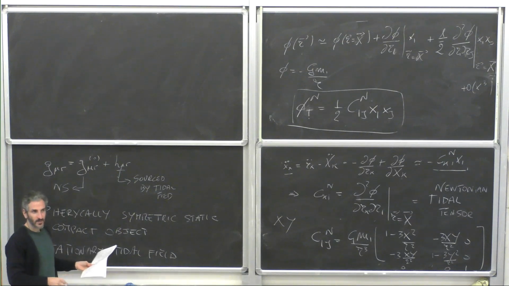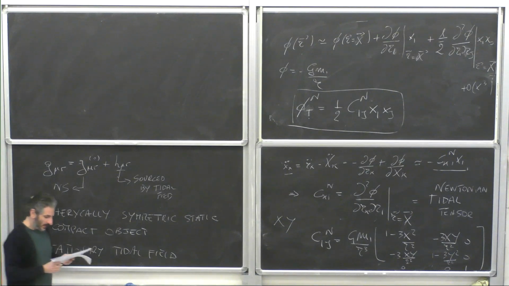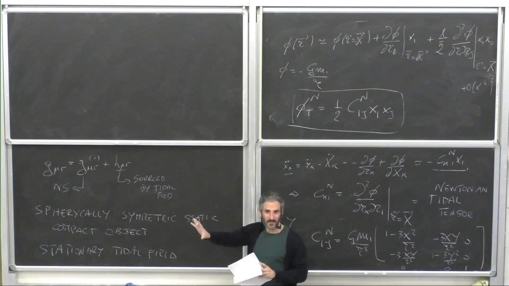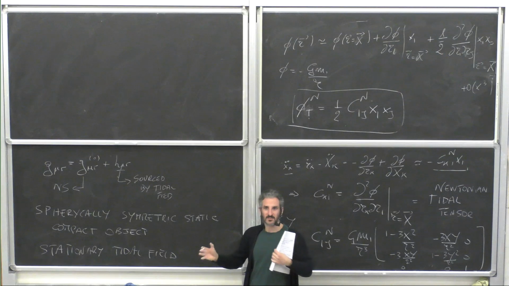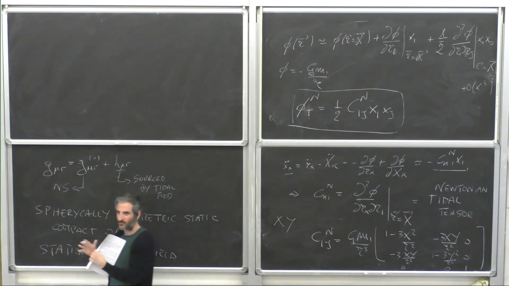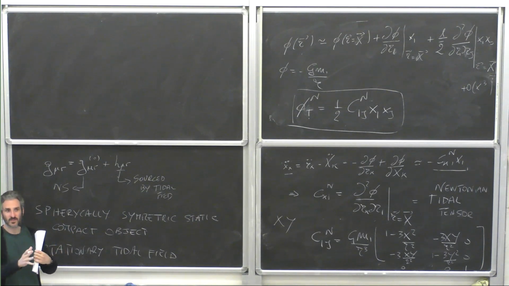Stationary tidal field. I'm actually assuming here that my tidal field, that sources the deformation, is constant. It doesn't depend on time. Now, this situation is something that you may expect happening in the binary evolution of two stars, for example, two neutron stars. You expect that you have two non-rotating neutron stars, or with very little rotation. They are practically spherically symmetric. They evolve, and because of the tidal field, they develop some non-spherical shape because of the tidal deformation.